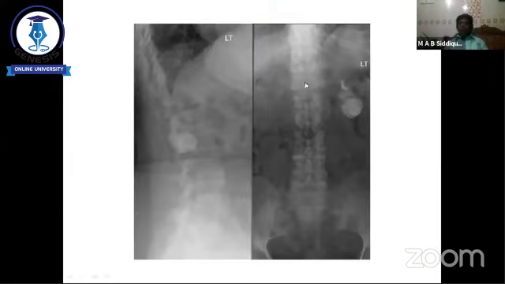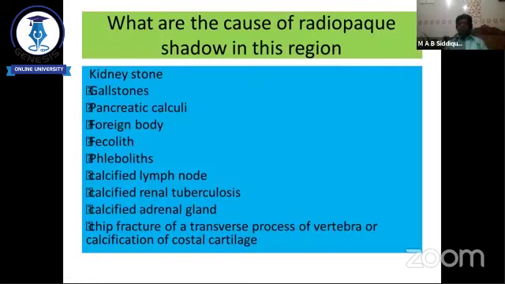If you look at this X-ray, what happens? This radiopaque shadow is behind the vertebral column, and if there is a radiopaque shadow behind the vertebral column, then it is a renal stone. If it is in front of the vertebral column, then it is a radiopaque gallstone. This is another way of differentiating a renal stone from a radiopaque gallstone. So the answer may be ultrasonogram first, second is X-ray lateral view, like that.